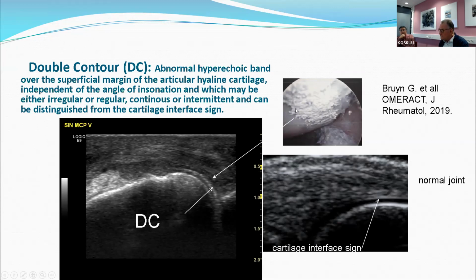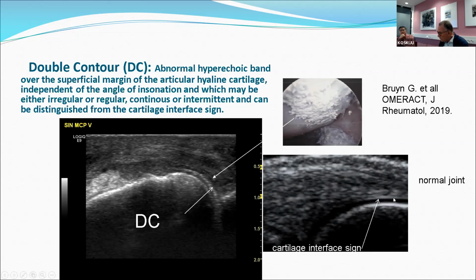So you see here the anatomy. When you open the joint, this is porridge-like material. This is gout. This forms the double contour. It's the gouty material. And this here is a normal joint, with the so-called cartilage interface sign. When the ultrasound beam comes here, there is a change of acoustic impedance.